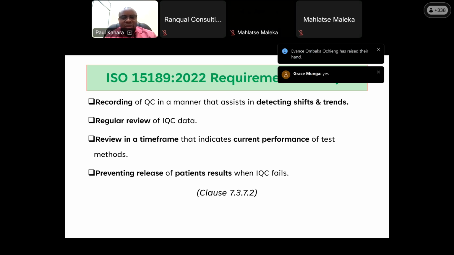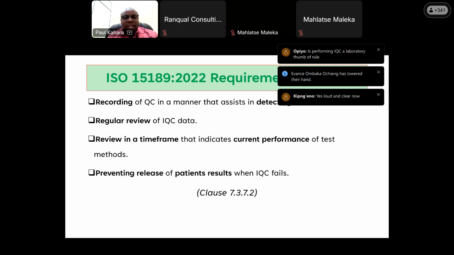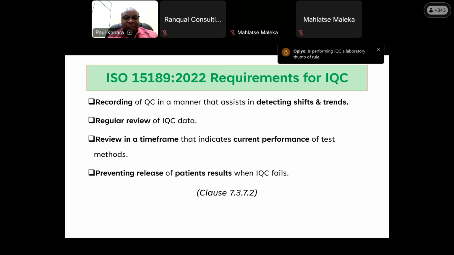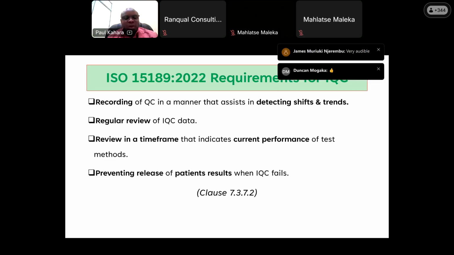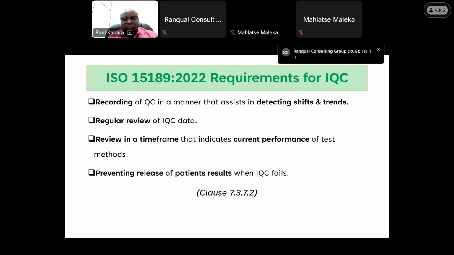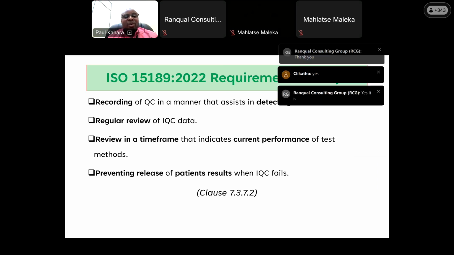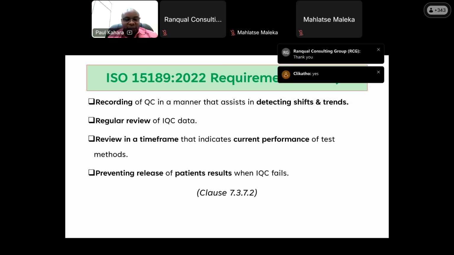The other requirement of IQC is that we should review our IQC data in a regular manner. That is to mean, if we do IQCs every day, then you have to also consider reviewing the IQC the same day, and in fact the same time. Because if you do an IQC now and you wait until 3 days after to review how the results are, it means that even if there are going to be problems, you can't tell whether they were resolved.